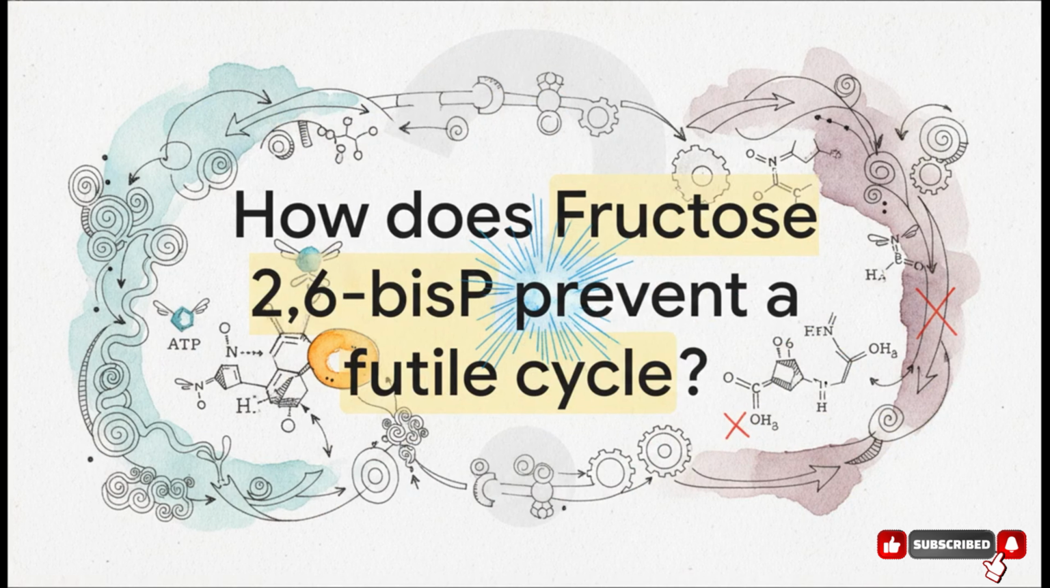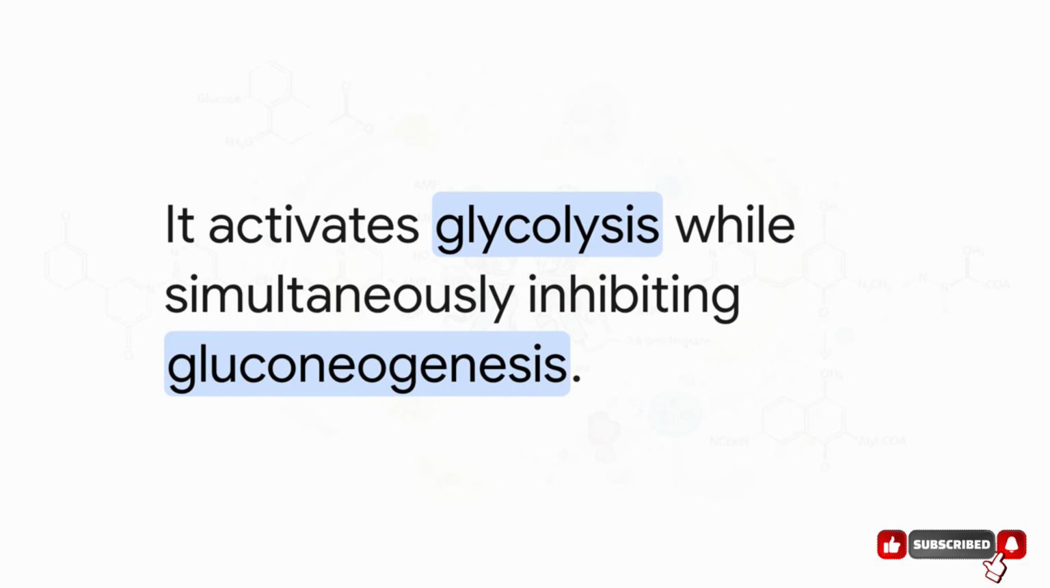Let's finish with a tough conceptual question. How exactly does fructose 2,6-bisphosphate prevent a futile cycle? It acts as a master toggle switch. It activates glycolysis through PFK-1 while simultaneously inhibiting gluconeogenesis. It ensures the cell is literally never working against itself.